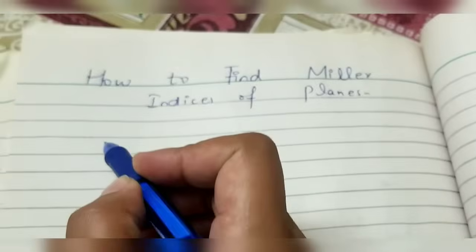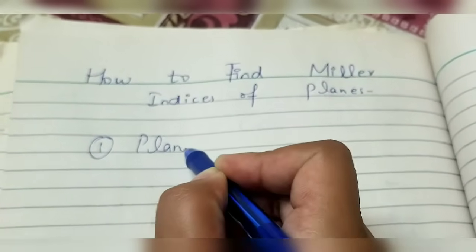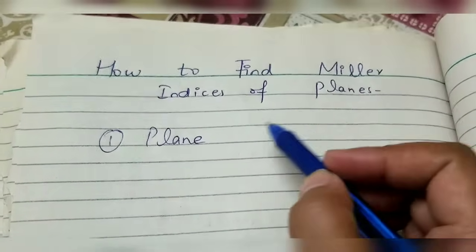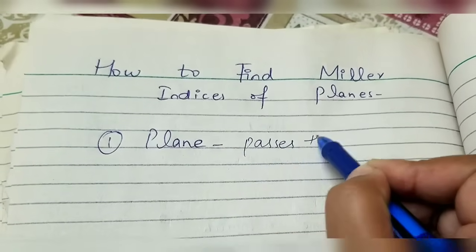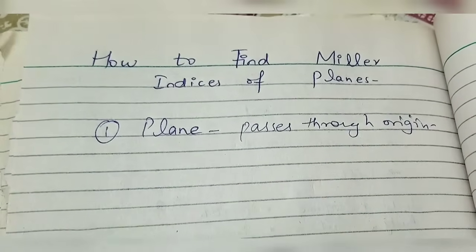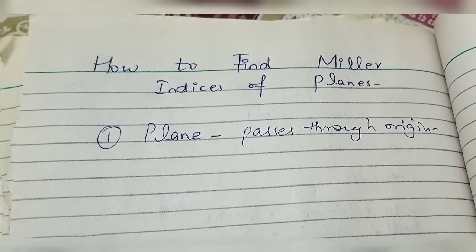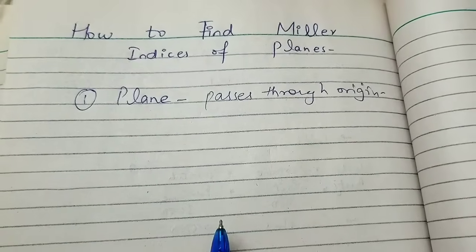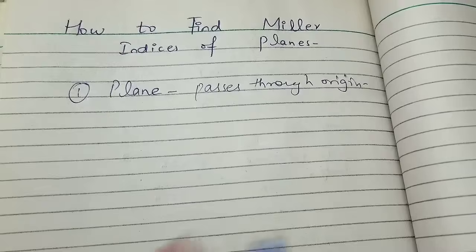The first step is to look at the plane that is given to you, for which you want to find the Miller indices, and see whether this plane passes through the origin or not. Whenever you are given a plane, there is a predefined coordinate system whose origin is also defined. The plane should not pass through the origin, so if it is passing through the origin, then you have to change the coordinate system.